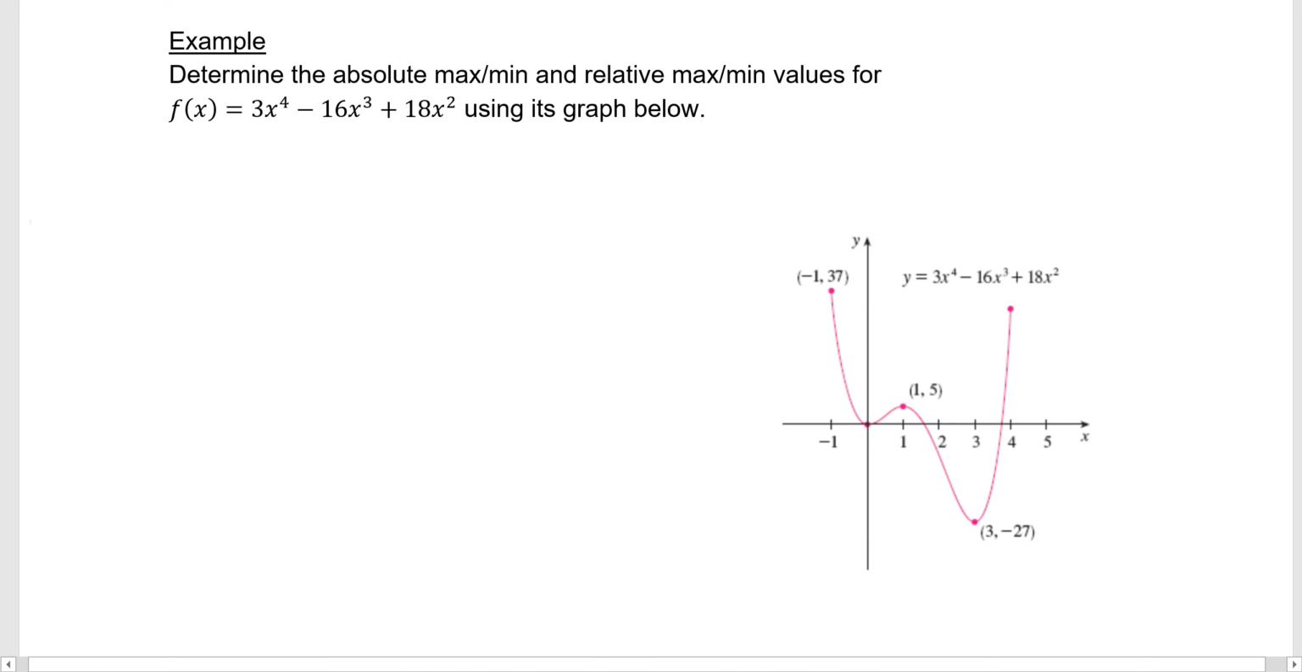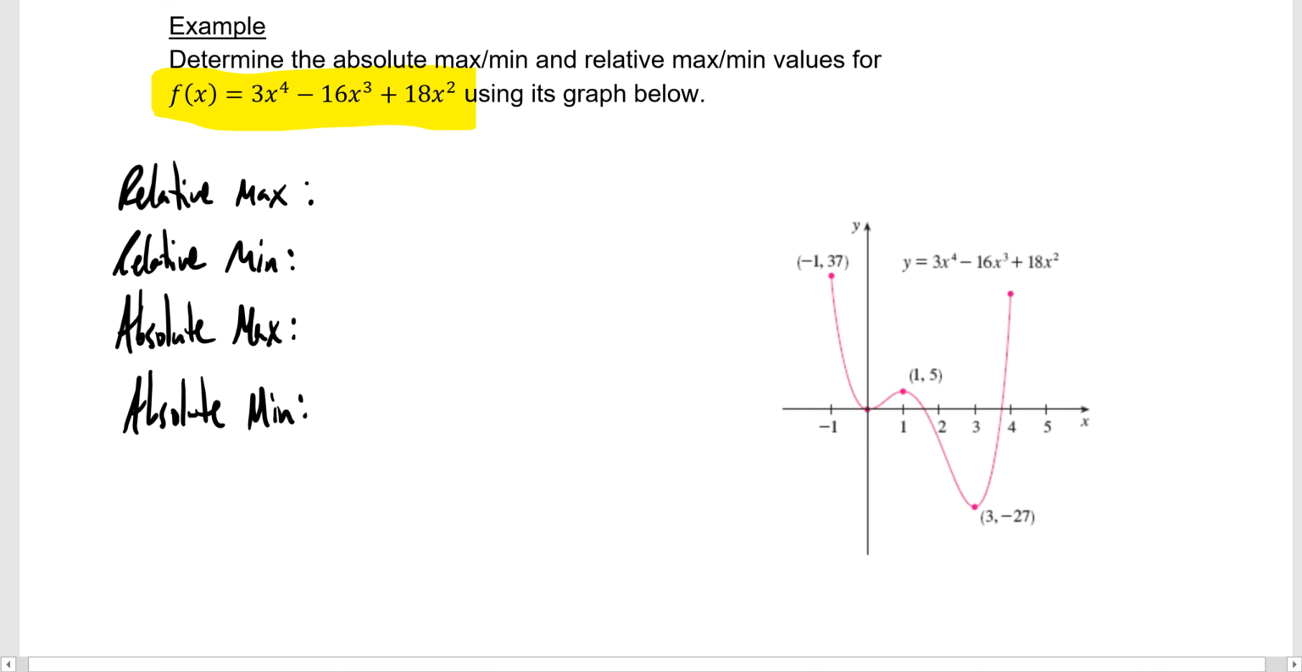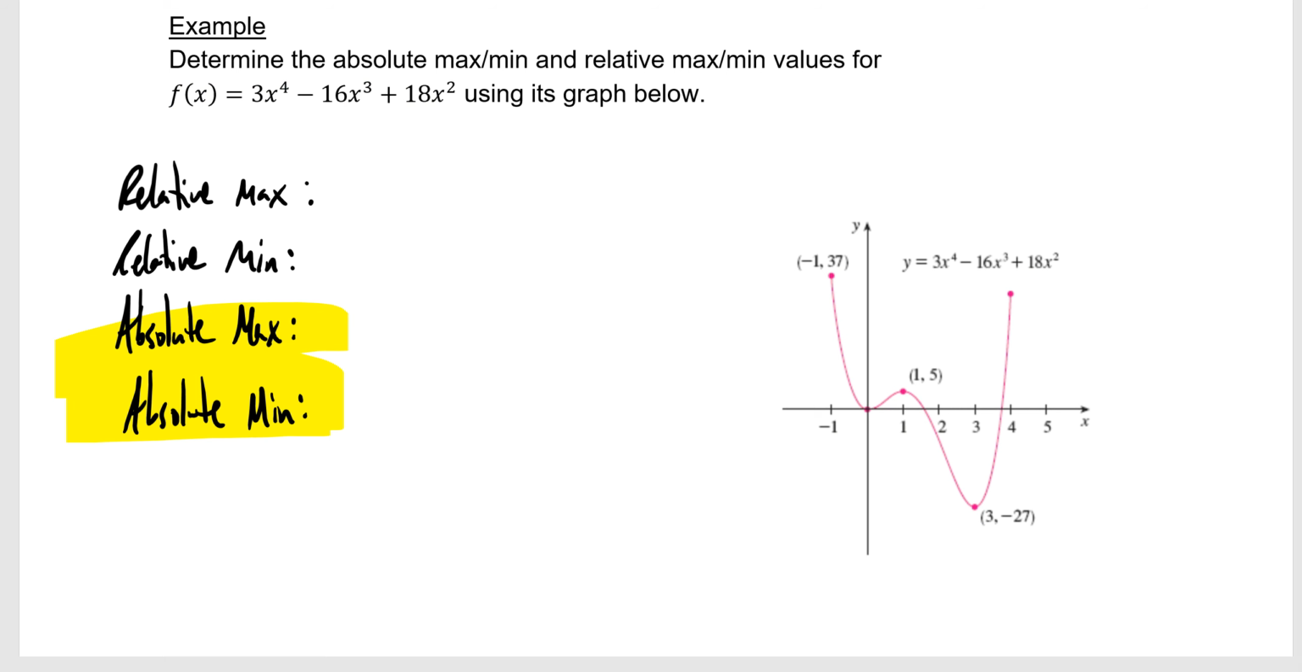So let's see another example where we have another graph for us. Determine the absolute max, min and the relative max, min for this function f of x equals 3x to the fourth minus 16x cubed plus 18x squared using the graph that is given to us. So let's start with the absolute. I didn't write it in the order that I'm going to do it. But let's start with the absolute max and the absolute min this time. It looks like the largest point on the graph is right here at -1, 37. So the absolute maximum point is the point -1, 37.